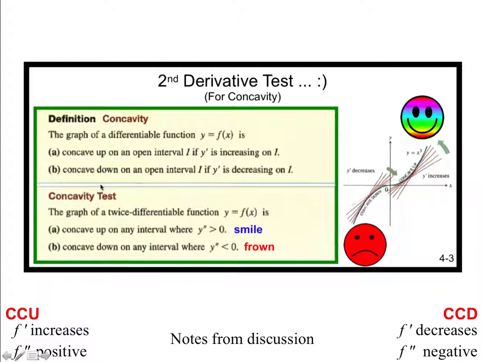Our concavity test then is to take the second derivative and find out where it's positive or greater than 0. That's concave up. So concave up has a positive second derivative. Concave down has a negative second derivative. In other words, it's less than 0. So that's where our test comes from. So really, our test is very similar to what we were doing last week. So let's just kind of recap last week.